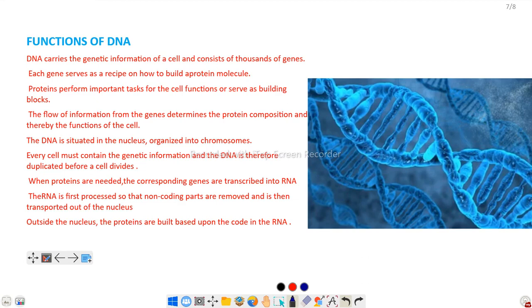Each gene serves as a recipe on how to build a protein molecule. Proteins perform important tasks for the cell function or serve as building blocks. Proteins are the building blocks, we all know about that. The flow of information from the genes determines the protein composition and thereby the functions in the cell. DNA is situated in the nucleus and organized into chromosomes also. Every cell must contain the genetic information, and DNA is therefore duplicated before the cell divides.